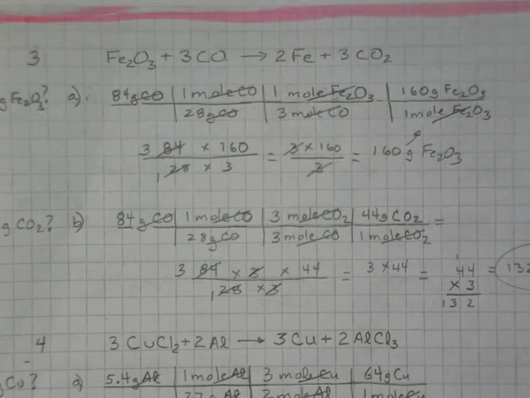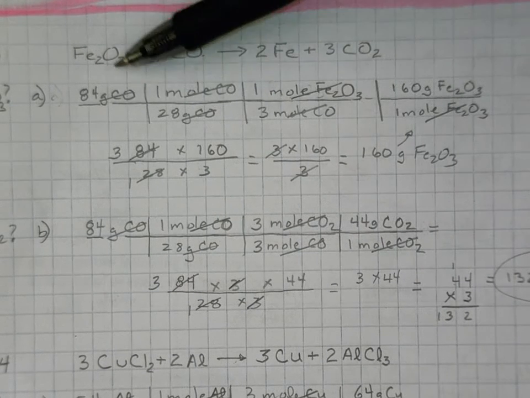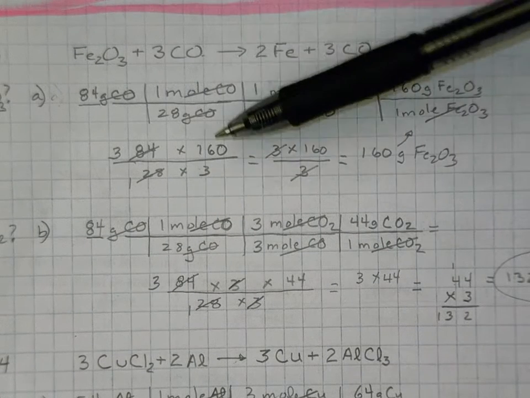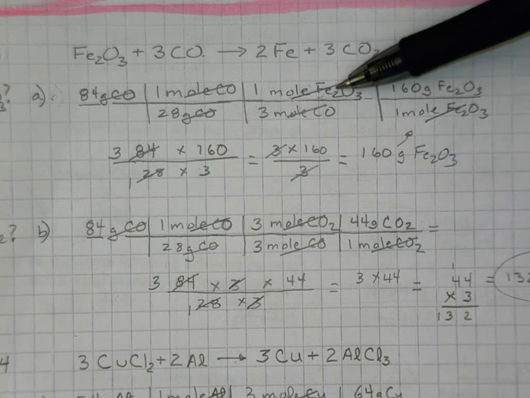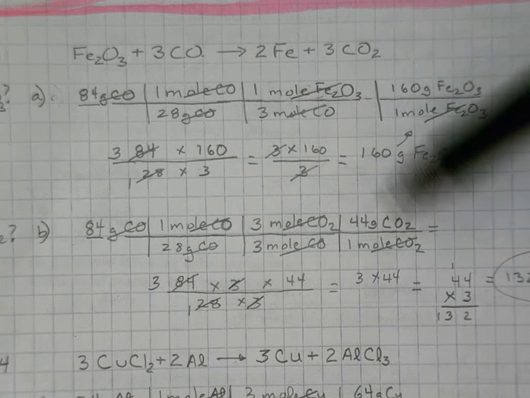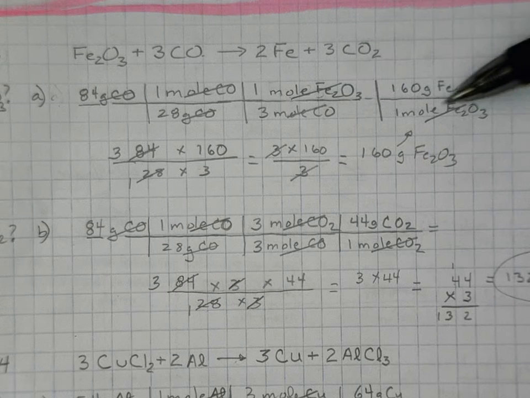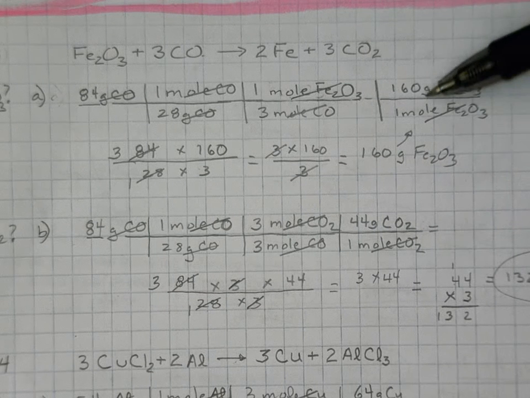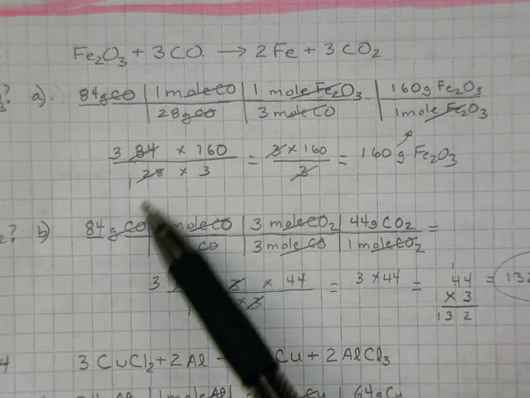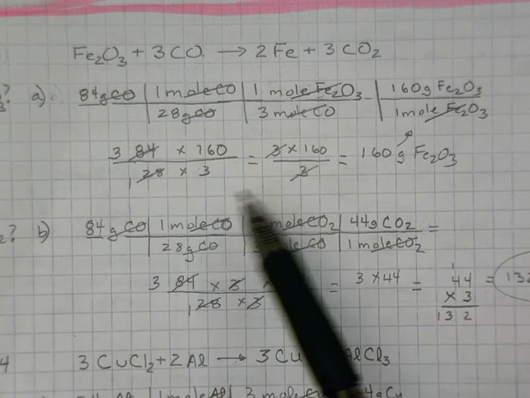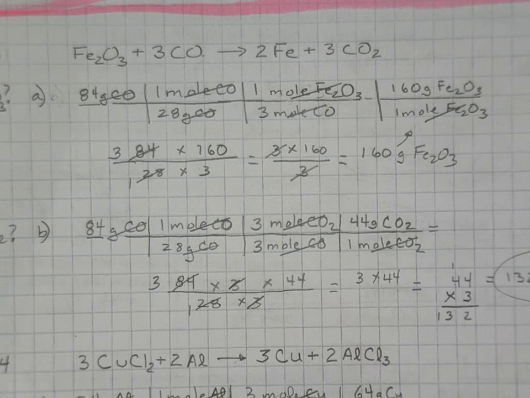Zoom in so you can see. So we were given 84 grams of carbon monoxide. We set up our molar mass by dividing by 28. Our molar ratio is 1 mole of rust to 3 moles of carbon monoxide. And then we cancel these. Then we convert our moles of iron oxide using the molar mass. Turns out that these numbers can cancel out. We get a 3 to 1 here. Then we can cross out our 3 to 3.